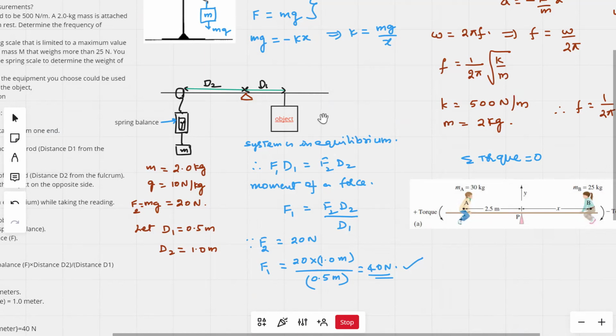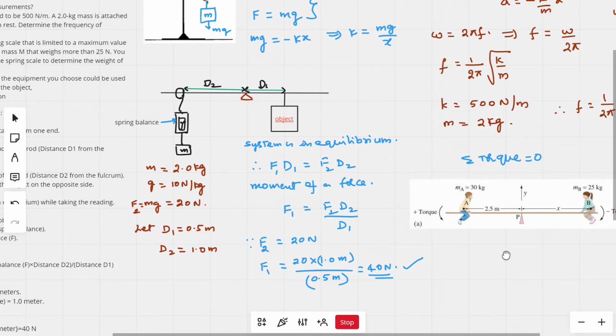For this, I go for the condition of the static equilibrium. Use the principle of torque. First, I will explain the static equilibrium and then the condition for the static equilibrium. Then I will explain this one. So what are the conditions for static equilibrium? First one is the sum of the forces must be equal to 0. And the next one is the sum of the torques must be equal to 0.